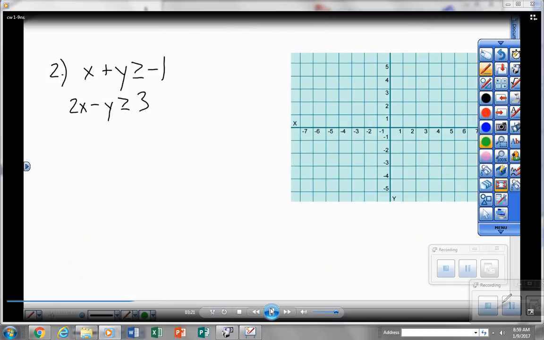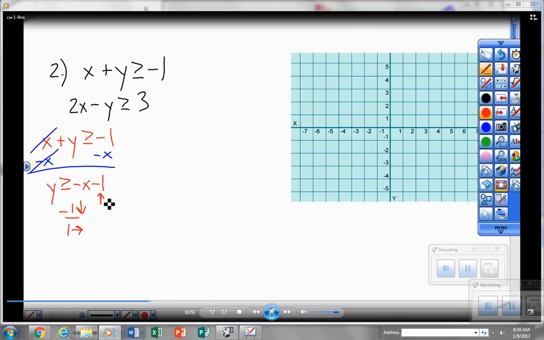All right, both of these are not solved for y, so you need to make sure you solve for y first. So that first inequality, to solve that for y, is easy, one step: take away that x on both sides. That gets me y by itself. So that inequality is y greater than or equal to -x minus 1, which has a y-intercept of -1 and a slope of -1 over 1.